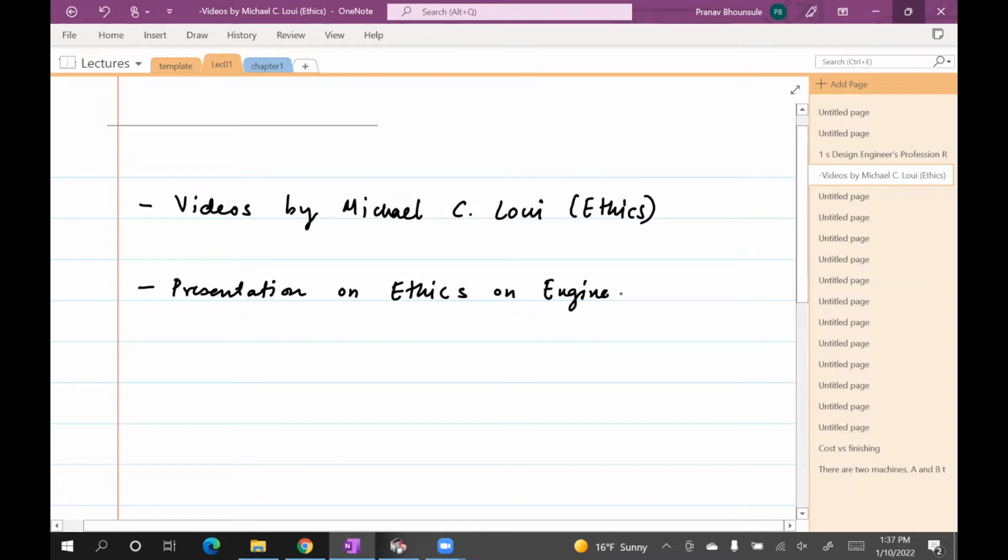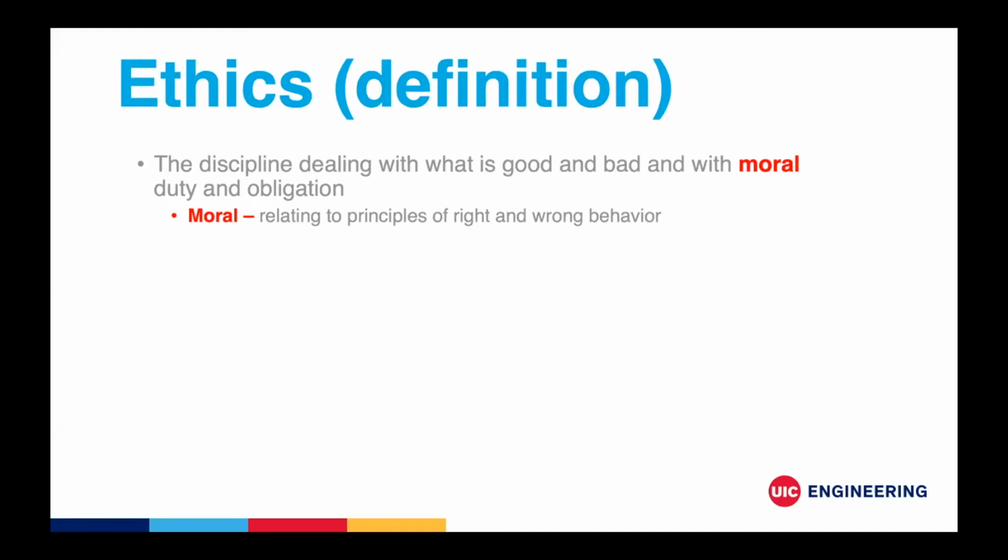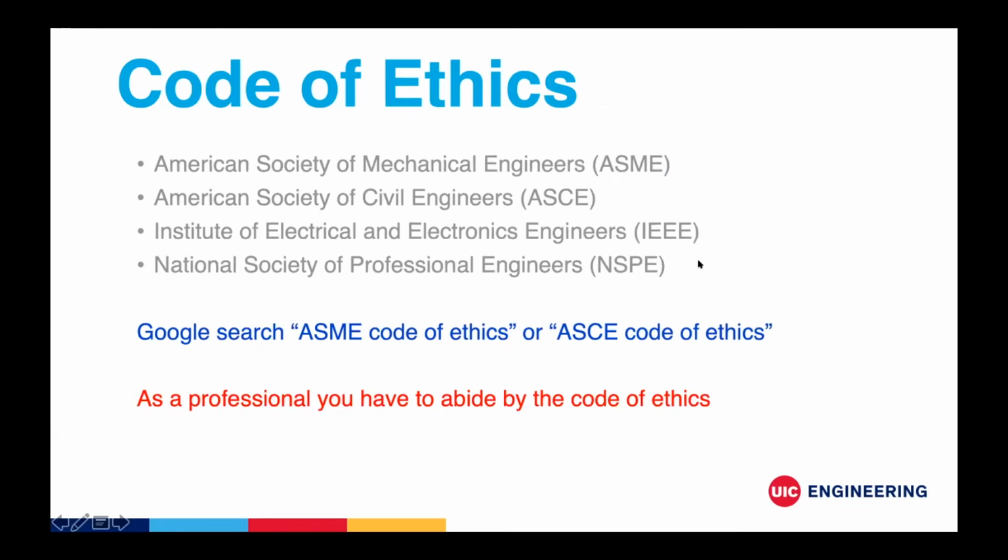Okay, so professional ethics is one of the key things which we don't quite emphasize so much in our studies, but it's very important. It is the discipline of dealing with good and bad, with moral duty and obligation. It's important to understand what the right and wrong behavior is, and I'll give you an example of that in a bit. Each association has its own code of ethics. ASME has its own code of ethics. You can go online and search for the ASME code of ethics, and it'll give you all your responsibilities as a professional engineer. What is paramount is that you abide by these codes of ethics.